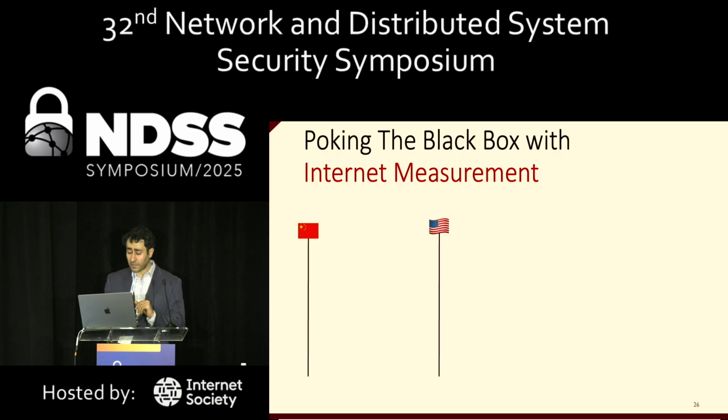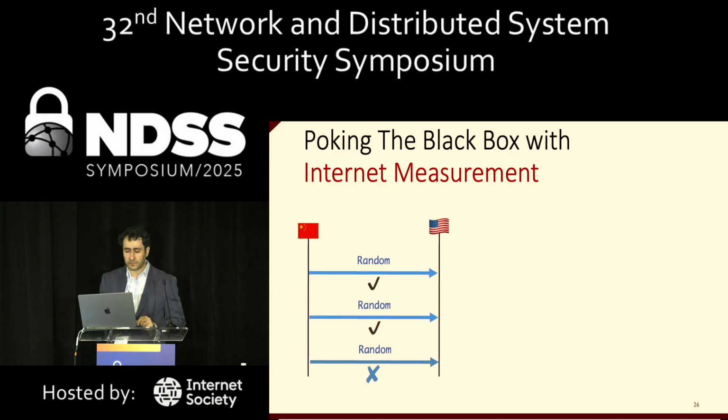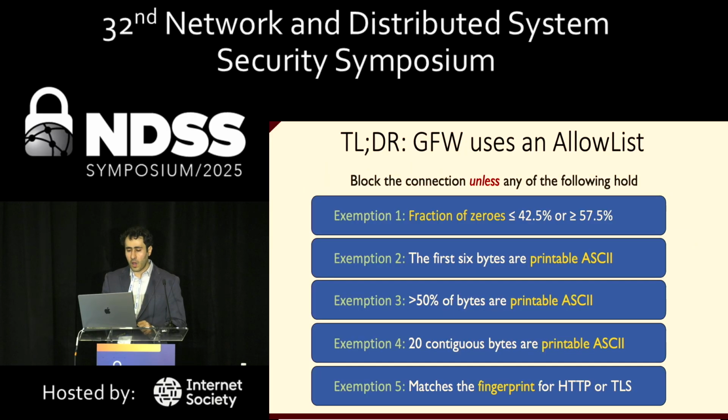I'm not going to talk about the details of how we did internet measurement. In fact, this is pretty important, how you do the measurement. But let me just talk about what we found through the measurements. What we find here is that, perhaps for the first time, the censors are using an allow list for performing their censorship.